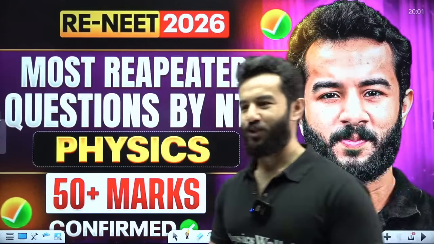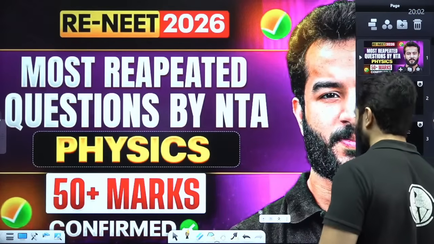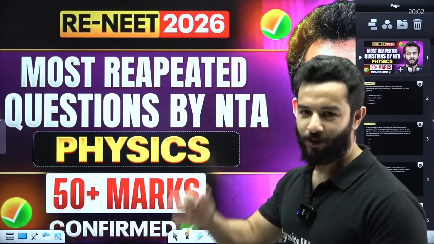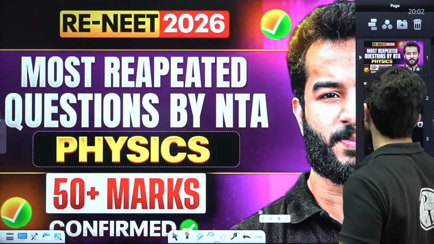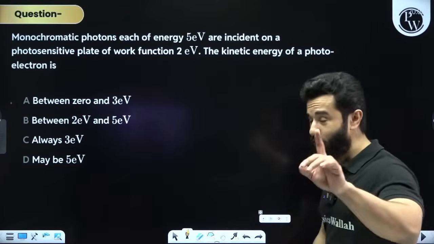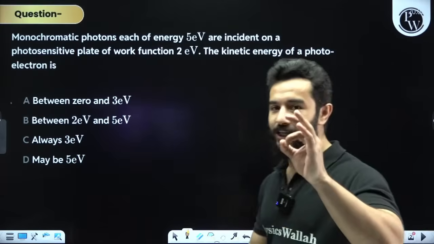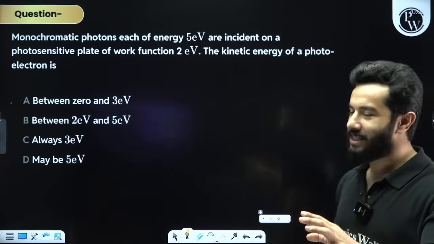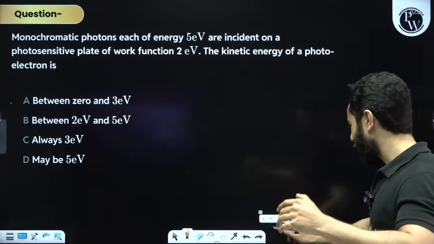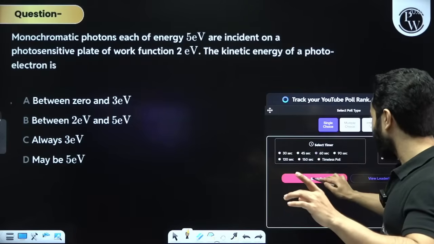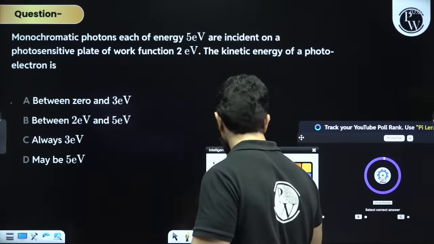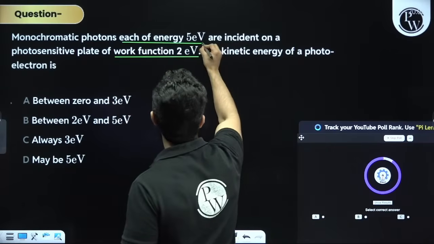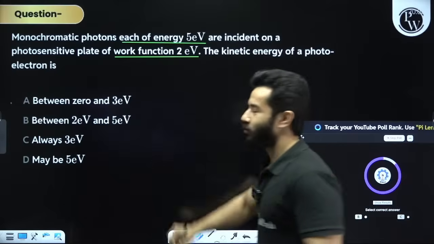Obviously. Let's begin. So, first question is from modern physics. We are going to first give our attention to modern physics part and then we are going to start different topics, right? This is the first question. I'm going to also give you a poll. Let me read it for you. Monochromatic photons, each of energy 5 electron volt, are incident on a photosensitive plate of work function 2 electron volt. You have to find the answer. 60 seconds is your time. Let's begin. Please note, work function is 2 electron volt and energy of incident radiation is 5 electron volt, right?